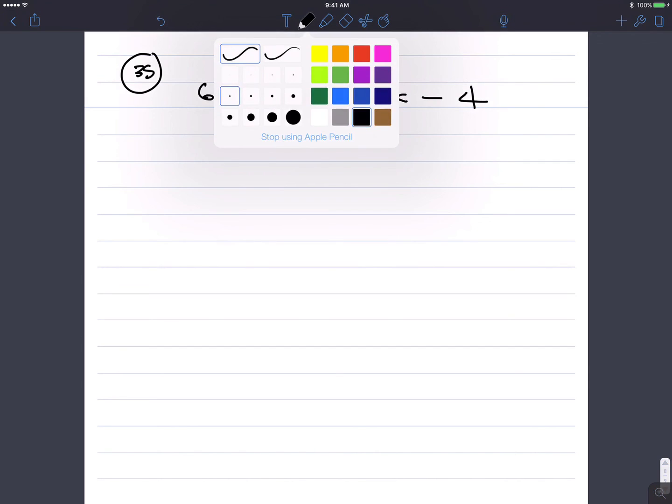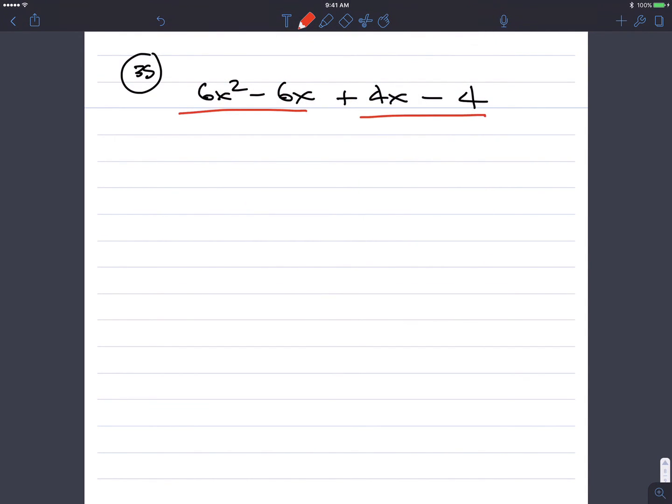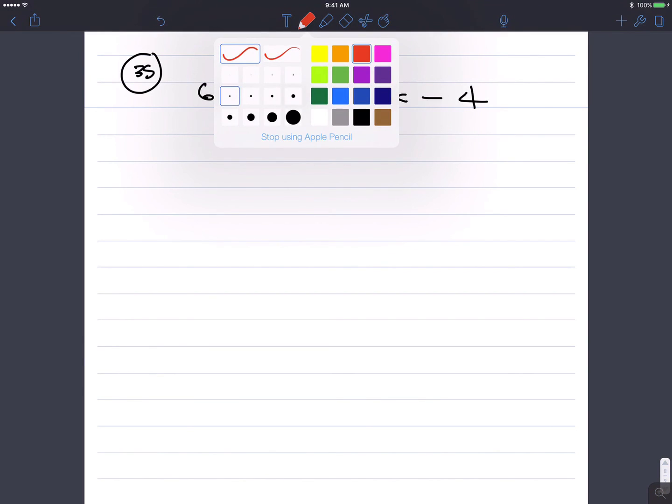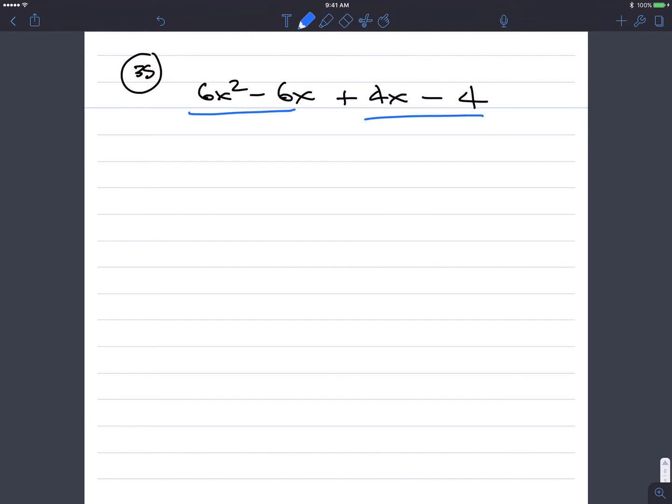So let's see, 35. Let's see what 35 is. 6x squared minus 6x plus 4x minus 4. All right. Group the first two terms. Group the last two terms. Let's be consistent. Greatest common factor of 6x squared and 6x. What is it? That's 6x. Okay, good. What's your quotient? What is it? It's going to be x minus 1.